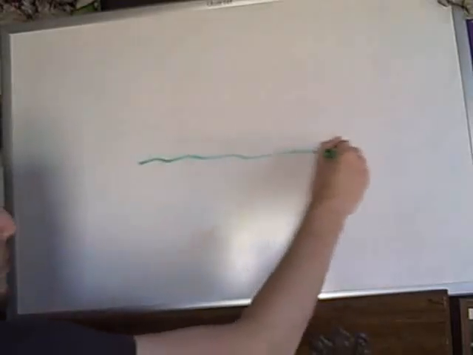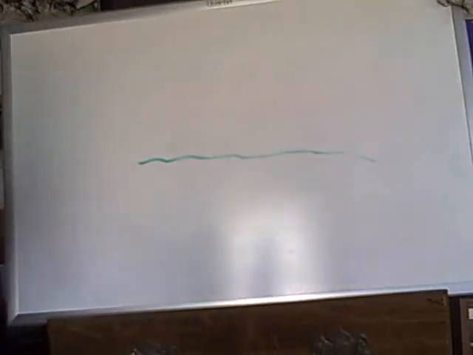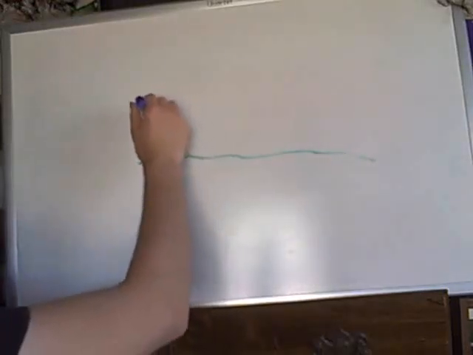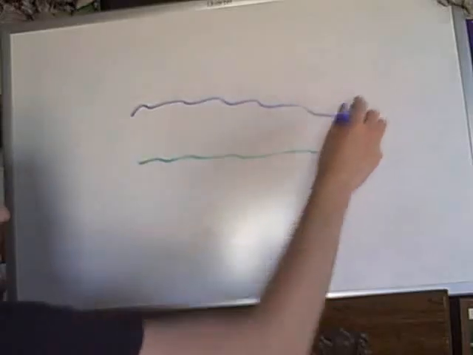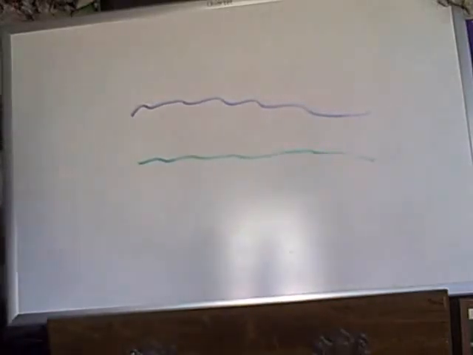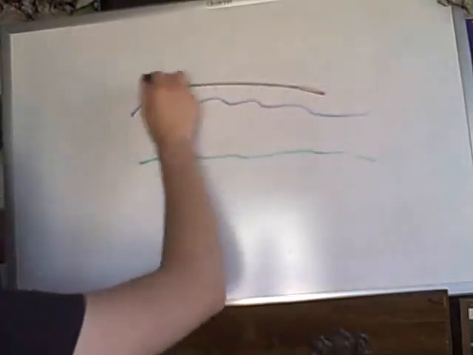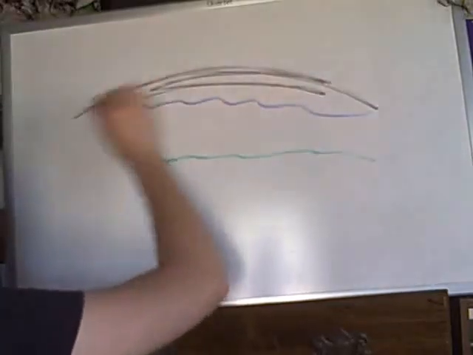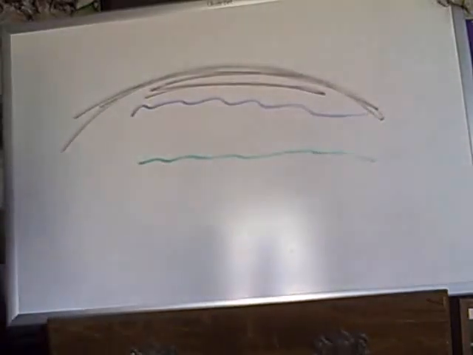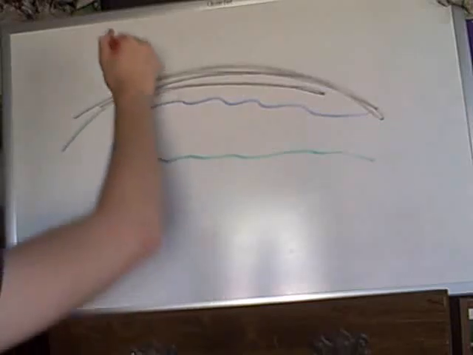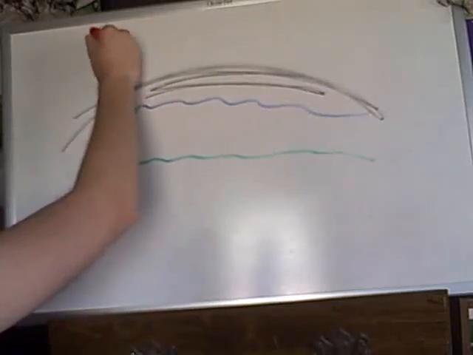Okay? Now, let's say this is the ground. Here is the sky. All this here is outer space. And here we have the sun.